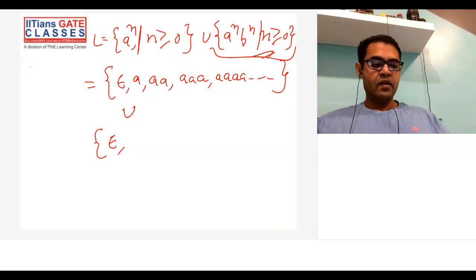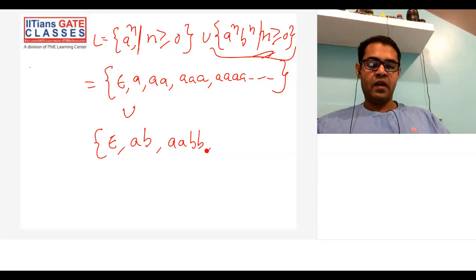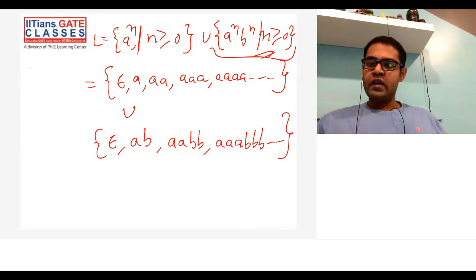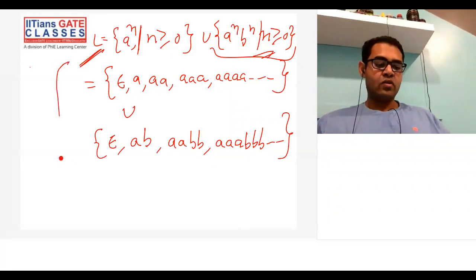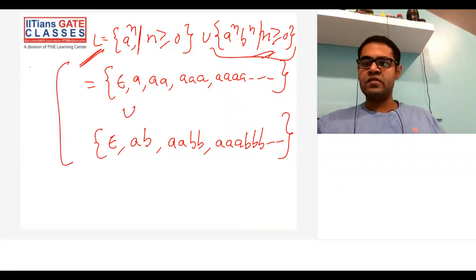And then you have n equal to 1, so it will be a power 1, b power 1, that's ab. Then you have n equal to 2, abb. Then you have n equal to 3, abbb, and so on. So now you got some idea of what kind of strings this language is representing. All right. So these are the strings that this language is representing.